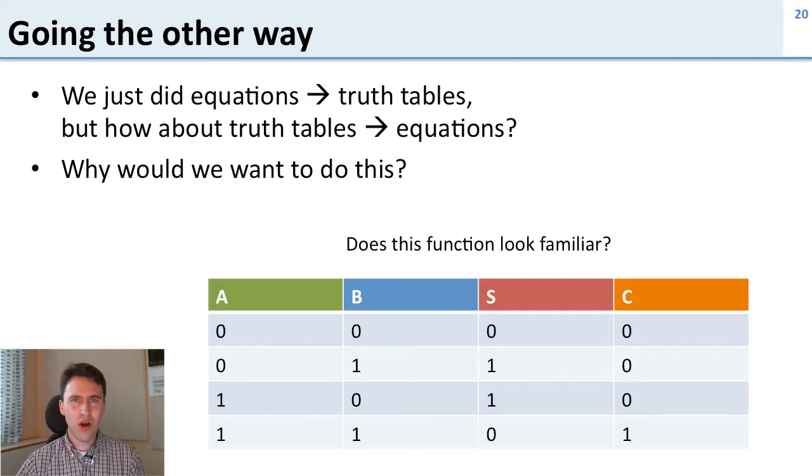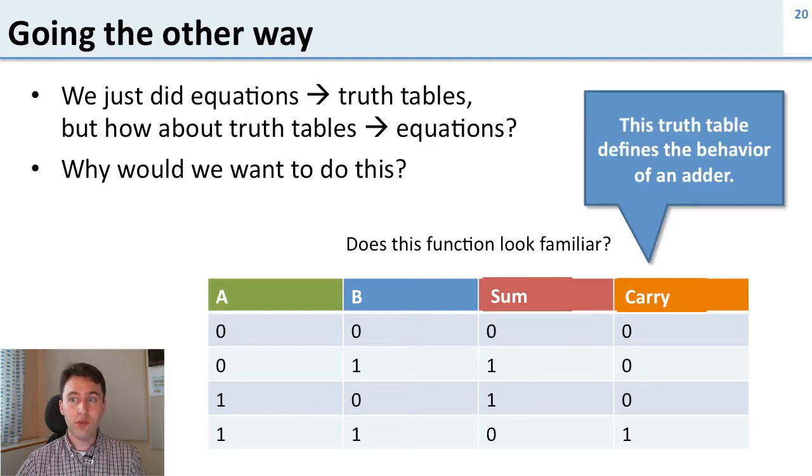Well, it's sort of hard to just look at this function and figure out what it is. How about if I replace s and c with sum and carry? If I now tell you that this is a function which has two inputs, a and b, and two outputs, sum and carry, does this function look familiar? And it should. This is a truth table that defines the behavior of a one-bit adder.